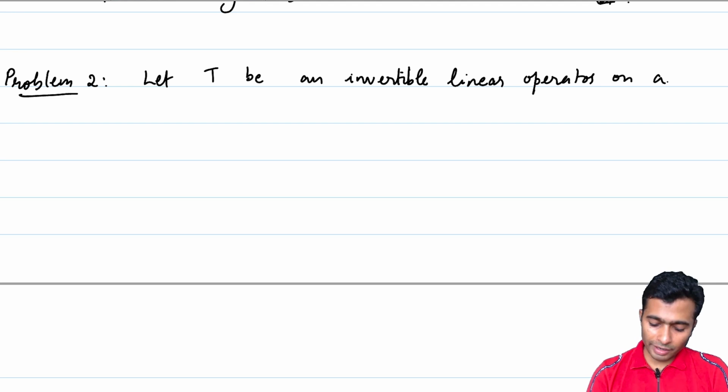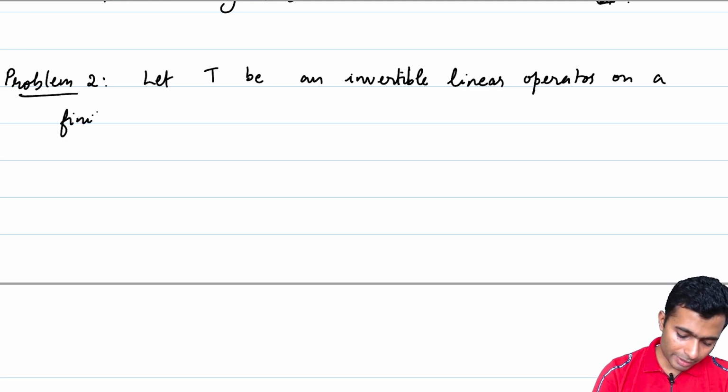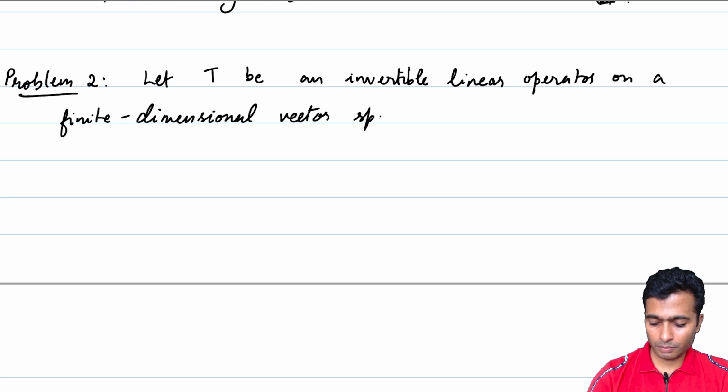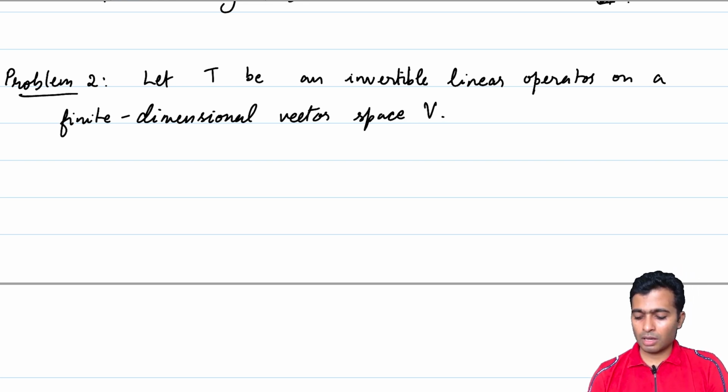So let me impose finite dimensionality here, and suppose that lambda is an eigenvalue of T, and prove that lambda inverse is also an eigenvalue of T.